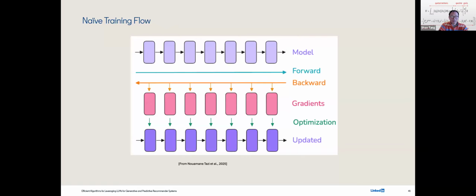So the naive training flow, as summarized from the Hugging Face website. The first row, the purple one, is basically the sequential forward pass. And in the end, you get the model output. And in the reverse order, you get the backward, like the orange arrow, and then you compute the gradients, and then you do the optimizer update step. So this is the naive training flow.